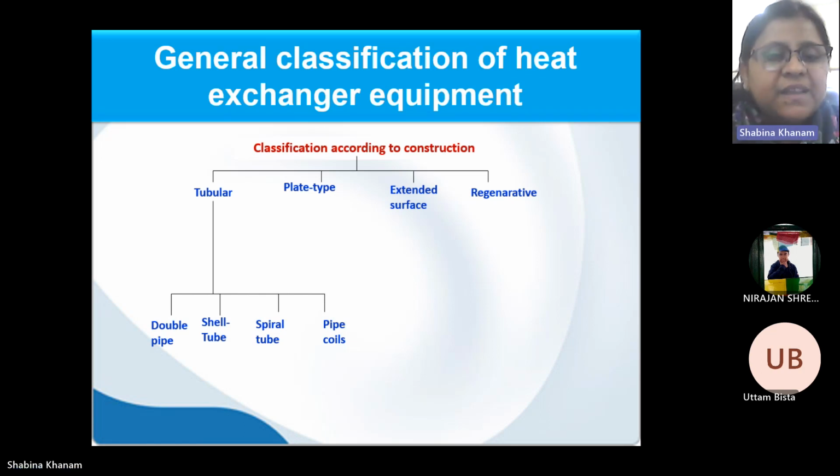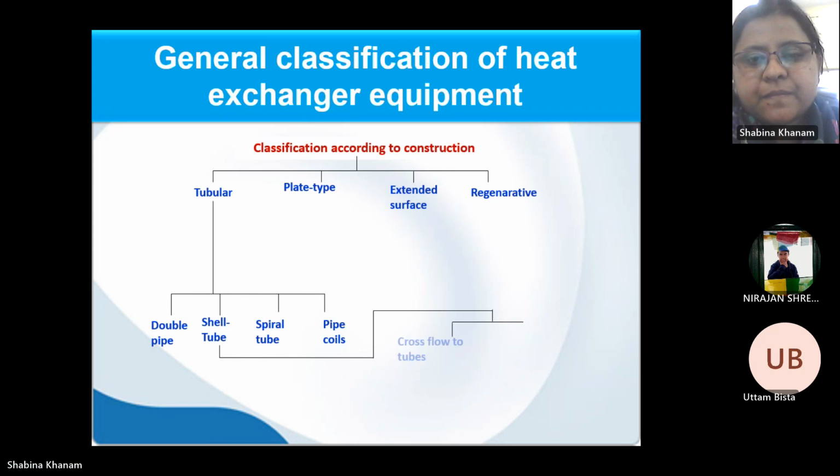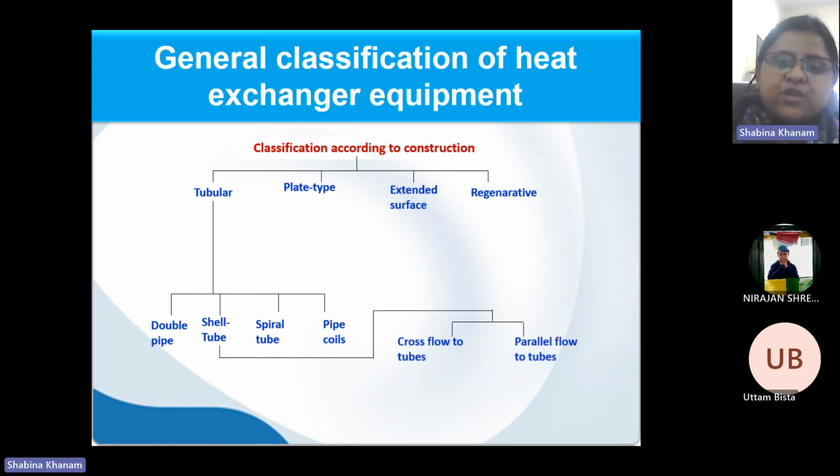So in that way we can consider the tubular heat exchangers, and if I consider shell and tube type, these will be further classified as cross flow to tubes and parallel flow to tubes. Cross flow, parallel flow, you understand, right? It may be co-current, it may be counter current. So if I have a shell and tube heat exchanger of multiple passes, we can have parallel flow, either counter current or co-current.